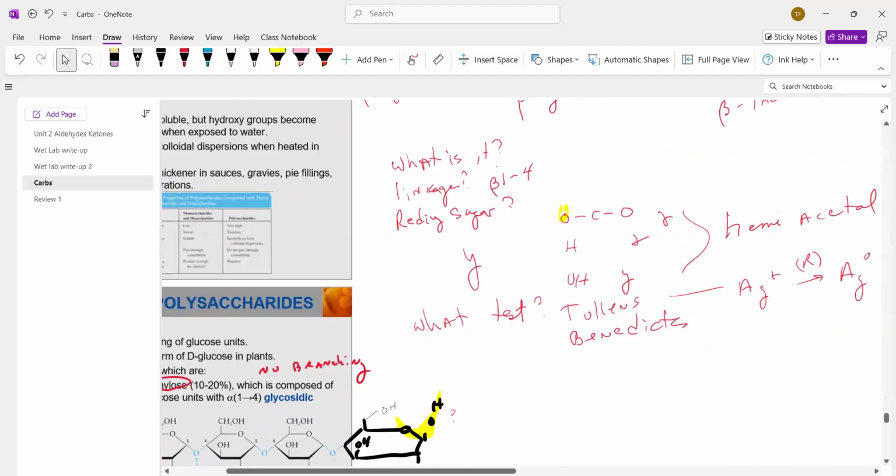Okay, so these are the typical questions I would ask. I would give you the structure and I'd ask you, what is it? And make sure you say alpha or beta for lactose, alpha, beta for maltose, because they have that hemiacetal that can go up or down. Sucrose doesn't have a hemiacetal, so it cannot go up or down. So sucrose is neither alpha nor beta because there's no hemiacetal.